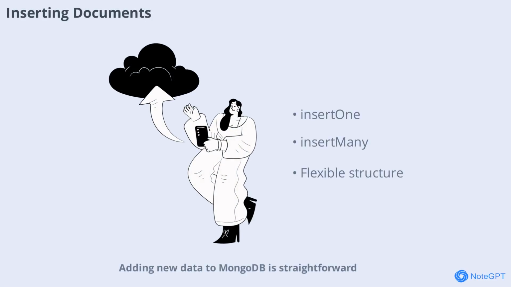Adding new data to MongoDB is straightforward. You can insert single or multiple documents into a collection using the Insert One or Insert Many commands. Each document can have its own structure, allowing you to store a variety of data types without worrying about schema constraints. This flexibility speeds up development and adapts to changing requirements.